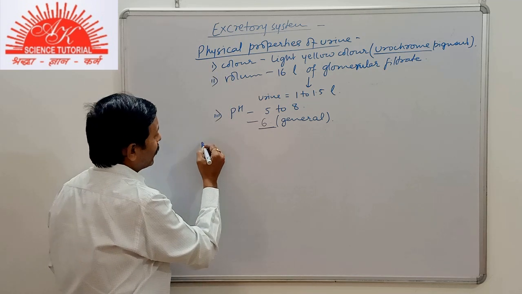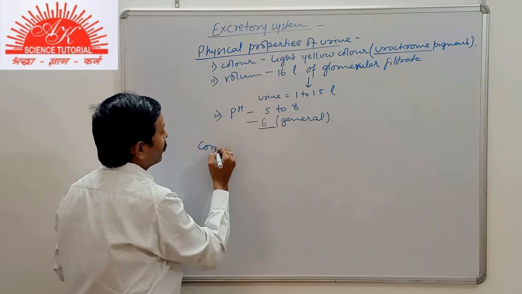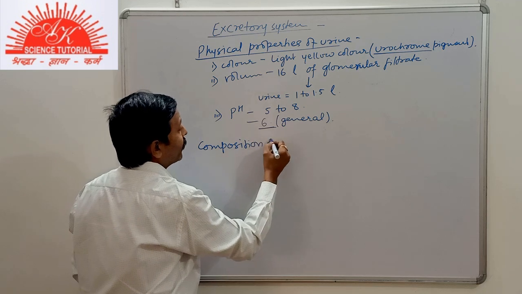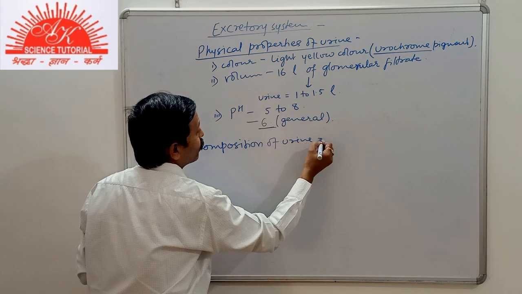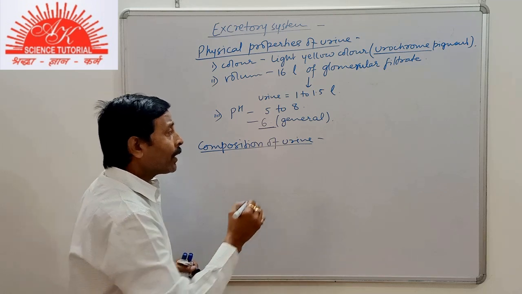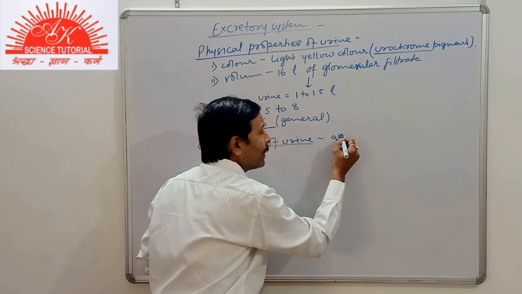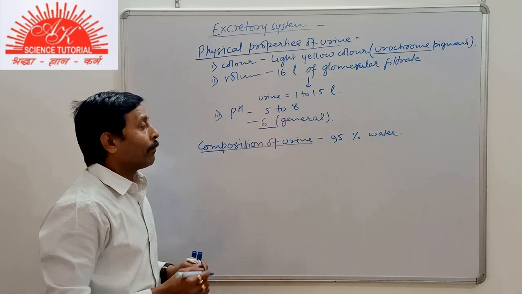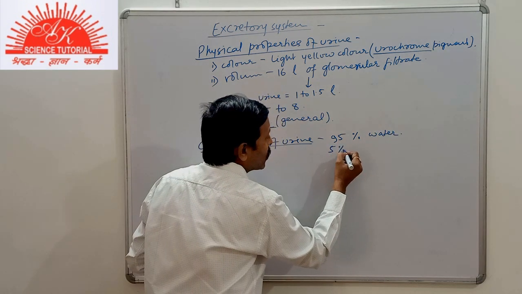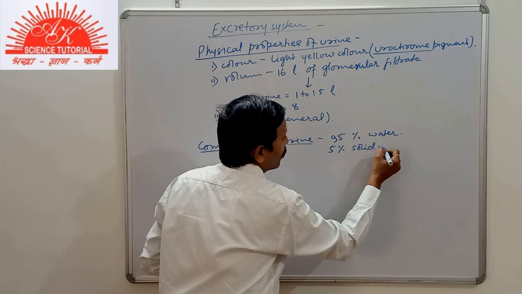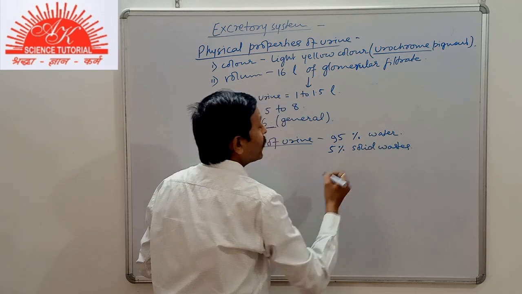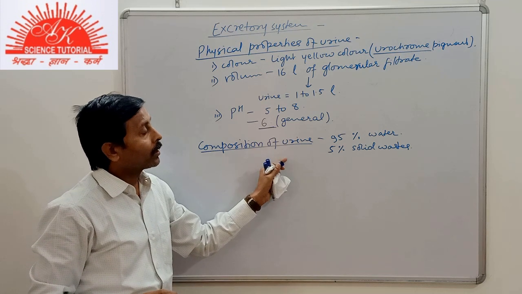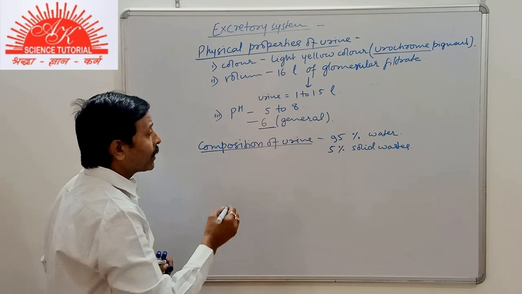Now we have to study the composition or normal constituents of urine. The urine contains about 95% water and 5% are solid wastes, which includes different substances like metabolic waste, salts, and other components.